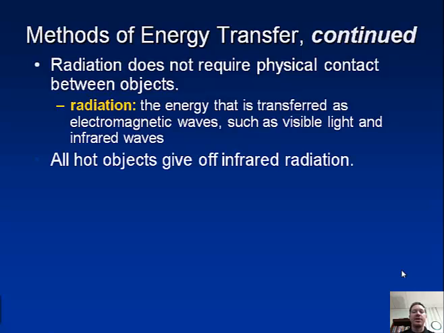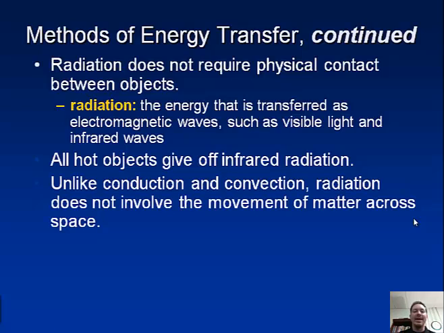All objects are going to give off some kind of infrared radiation. So we are actually emitting heat, but it doesn't fall in the visible spectrum, it falls in the infrared. So it's not something that we can actually see. We have to have an infrared camera to detect the heat that we're radiating.